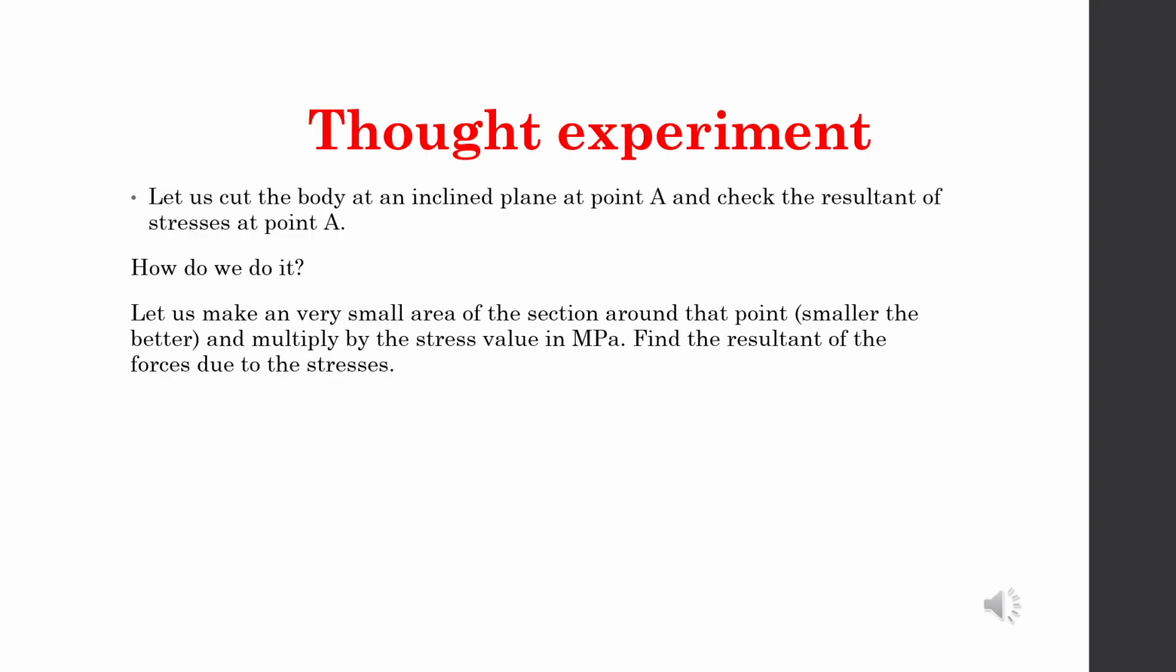Now let us cut the body at an inclined plane at a point A and check the resultant of the stresses at point A. How do we do it? So simple. We take the point and we take a very small area around it, and we multiply the area by the stress induced in that area. That way we'll get the force. And since it is force, which is a vector, you have to consider the direction also.